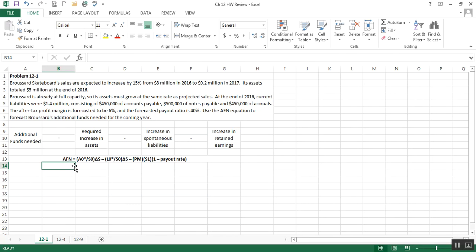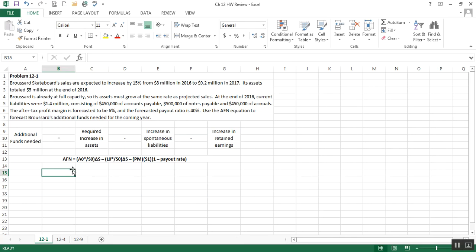Written differently, the additional funds needed is calculated as the assets divided by sales times the change in sales, which is the required increase in assets, minus the spontaneous liabilities divided by sales, which is the ratio, times the change in sales, minus the profit margin times next year's expected sales times 1 minus the payout ratio. 1 minus the payout ratio is equal to the net income that is retained.